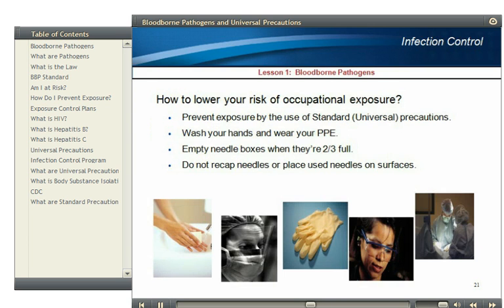How to lower your risk of occupational exposure. Prevent exposure by the use of standard universal precautions. Wash your hands and wear your PPE. Empty needle boxes when they're 2/3 full. Do not recap needles or place used needles on surfaces.